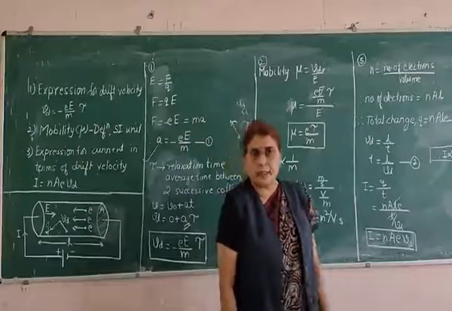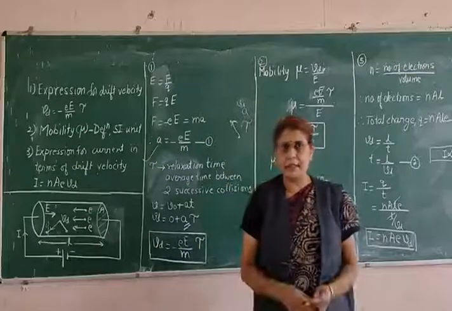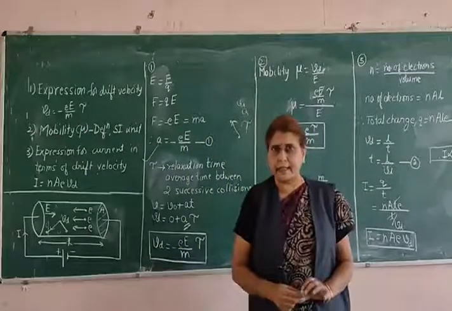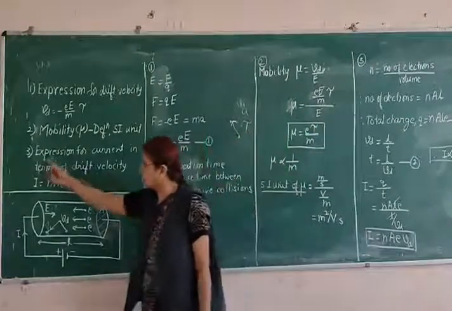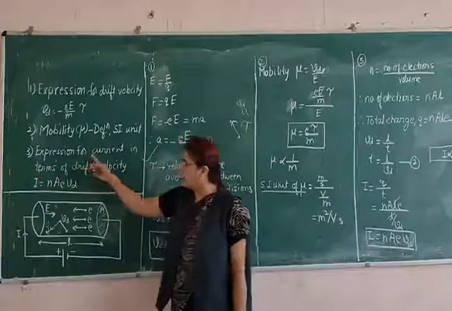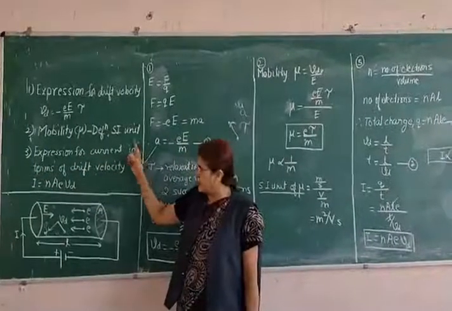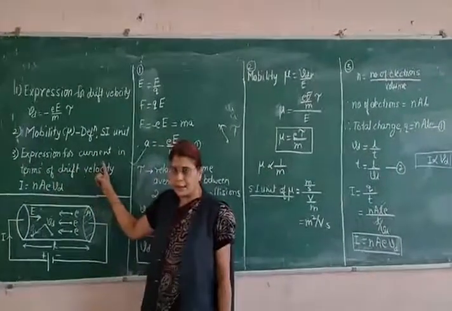Now let us come to another important derivation. It is not a lengthy derivation. Once again, it is a 3 marks derivation and very important. What is that derivation? It is to write the expression for current in terms of drift velocity.